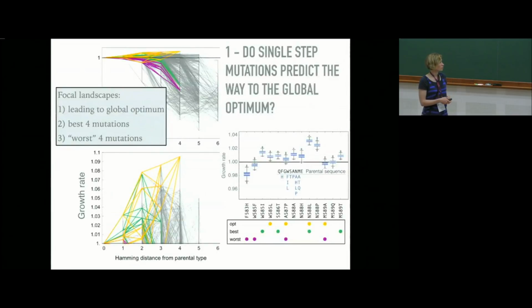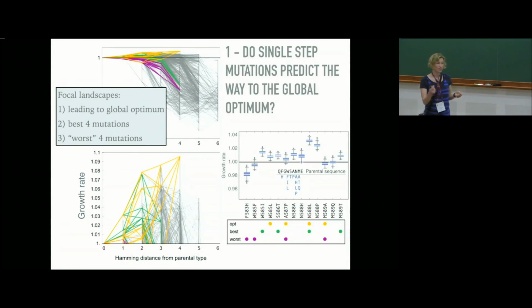Getting to the first question: if we only knew the single-step mutations, which were these ones here, do they predict the way to the global optimum? What we focused on were 3 specific landscapes. Here is the whole landscape again, and here's just the part that was beneficial. The yellow one would be that fitness landscape, so the global optimum that we found, the highest fitness genotype in the whole landscape, was 4 steps away from the reference type.